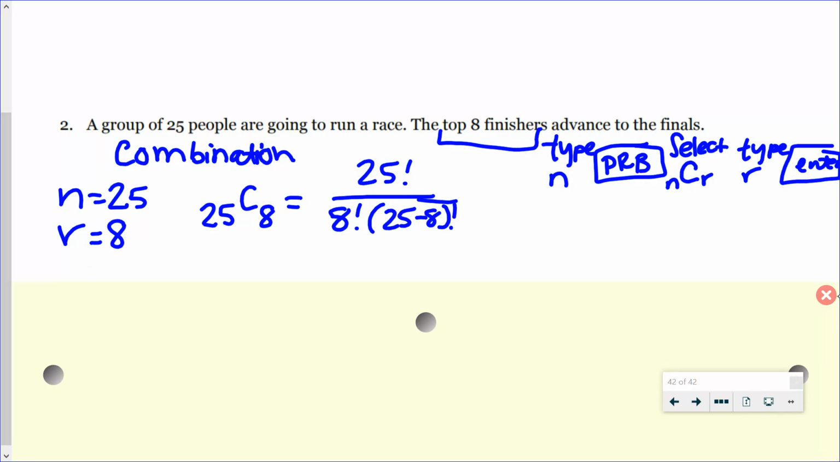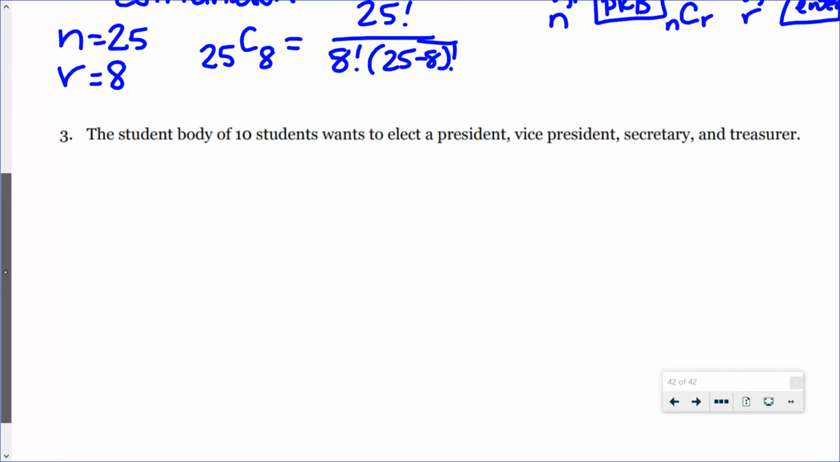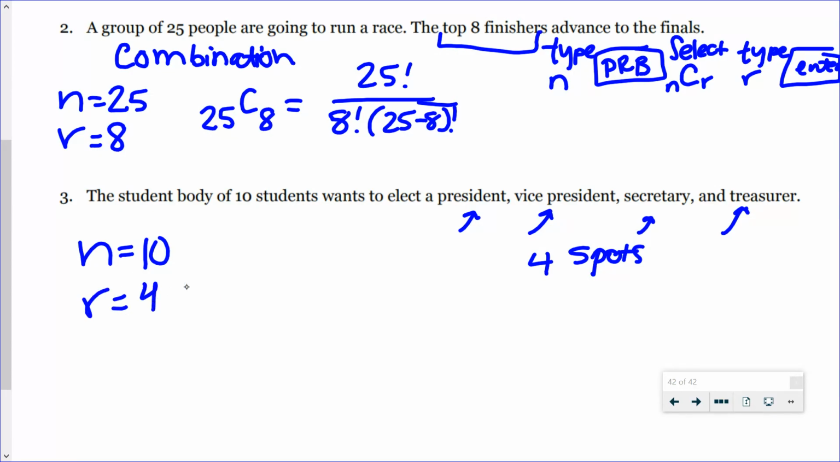We can do the same thing with our last problem here. The student body of 10 students wants to elect a president, a vice president, and a secretary. Here we have 1, 2, 3, 4 options, or 4 spots, and the order matters. Where the people are matters. There's a difference between being a president and being a secretary, okay? And so our n is going to be the 10 that we're choosing from. Our r is going to be the 4 spots they can fit into. It is a permutation because the position matters.